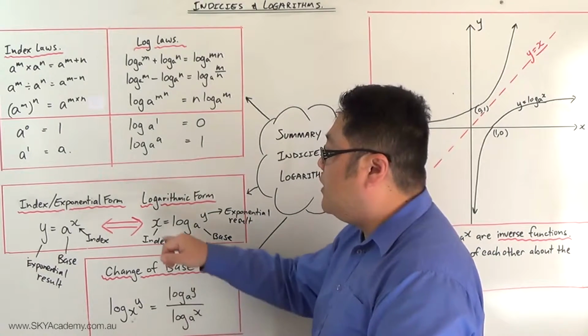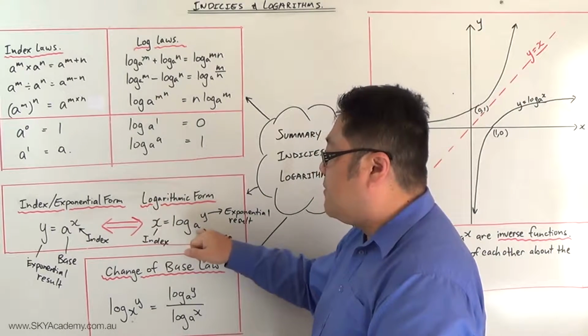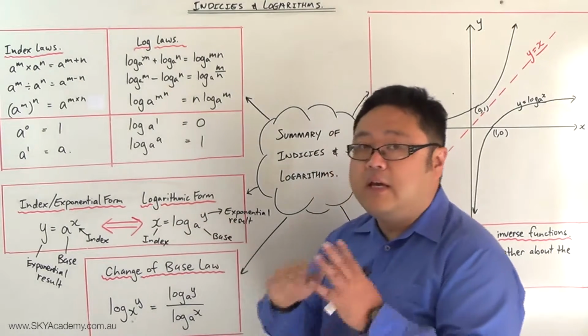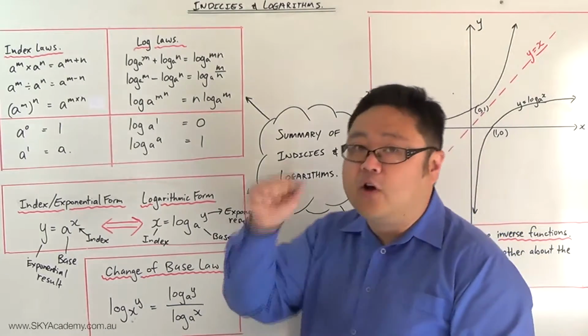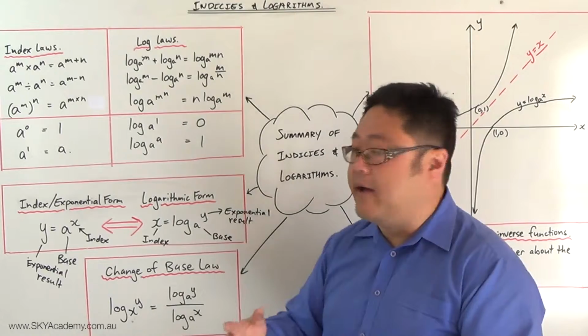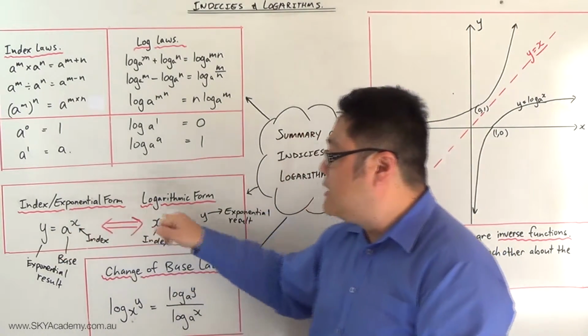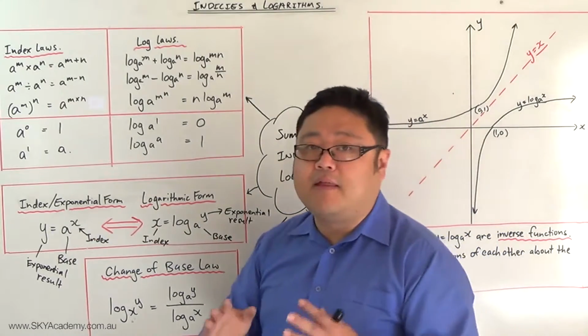And basically what you have is the index expressed in terms of the base and the exponential result in logarithmic form. So if you've got an unknown power, you use the logarithmic form to work it out. Okay, so these two are expressions of the same thing.